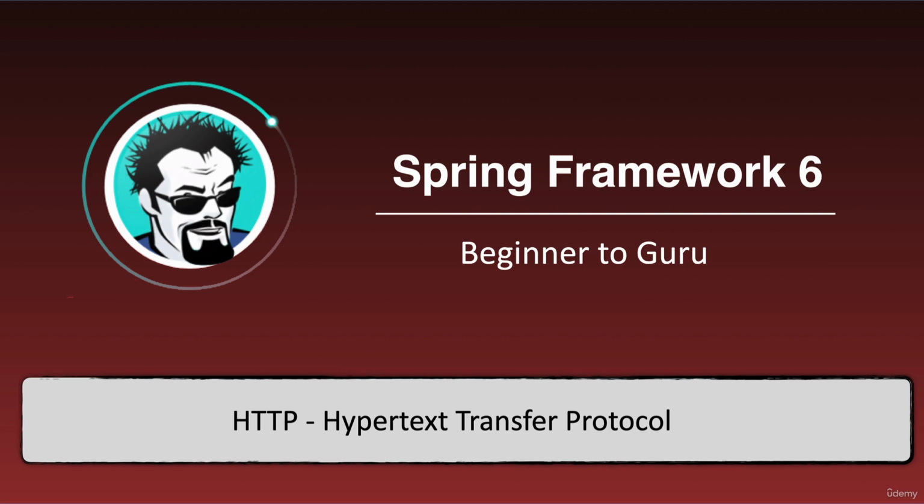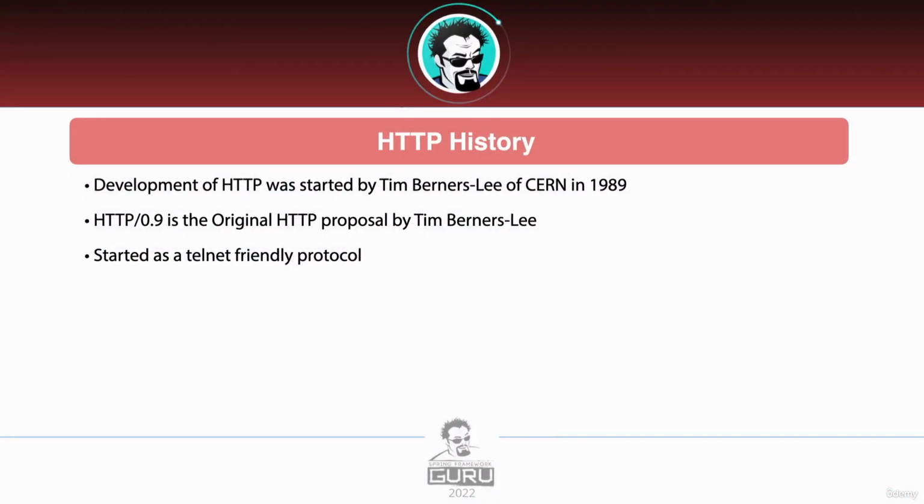In this video, we are going to be talking about HTTP, Hypertext Transfer Protocol. So HTTP is really the communications backbone that we use for RESTful APIs. And just a little bit of history about it. The development was started by Tim Berners-Lee of CERN back in 1989.